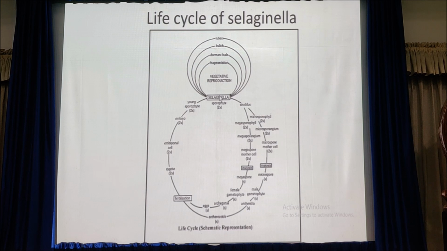Selaginella shows gradual evolution towards the seed habit, because Selaginella is heterosporous in nature. Heterospory is the first step in the evolution of the seed habit. From a homosporous condition, for the evolution of the seed, certain conditions are required, and some of these stages we can see in Selaginella. The first condition is the production of two kinds of spores which differ in structure and function. That we can see in Selaginella.